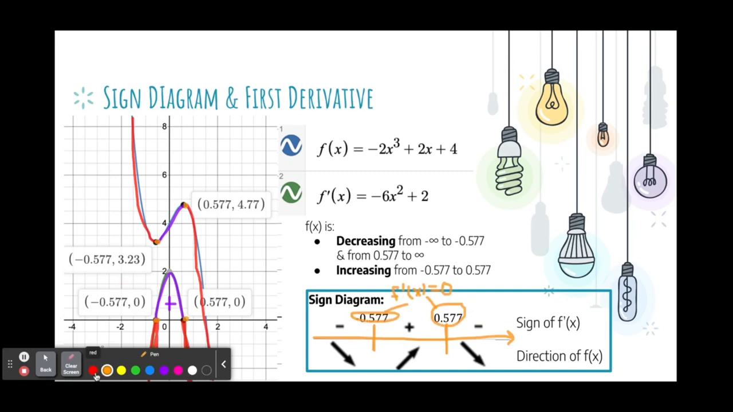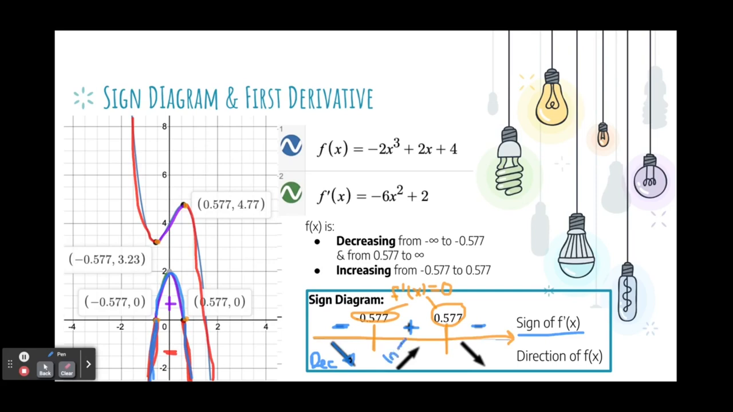And then we see what is the sign of our derivative. If we look at the derivative function, before negative 0.577, my derivative is negative. After negative 0.577 and until 0.577, my derivative is positive. It's above the x-axis. And then again, it's negative after that value. Since our derivative is negative, that means that my function is decreasing. So this here represents decreasing. When my derivative is positive, my function is increasing. If my derivative is negative, then my function is decreasing.